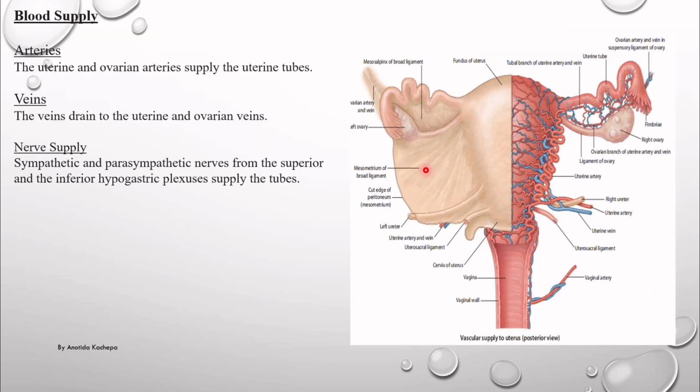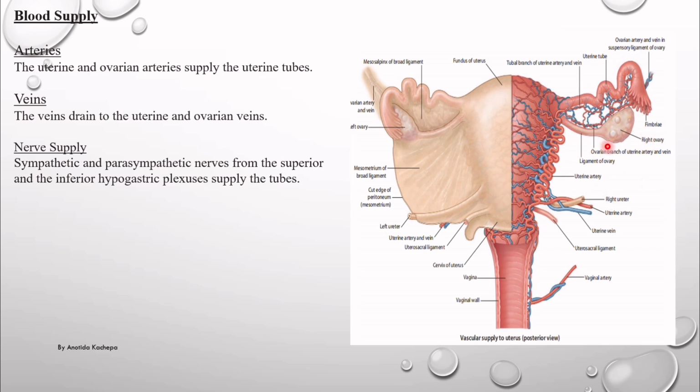The blood supply of the uterine tubes comes from two areas. From the ovarian artery, it will give uterine branches. Then the uterine artery will also give branches which will supply the fallopian tubes.